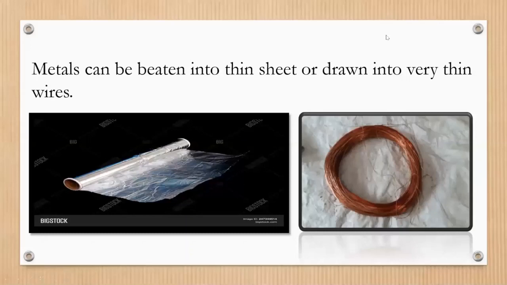Children, do you know when things like bricks, stones, wood, etc. are hammered, what happens? They break into pieces. Whereas metals, when they are hammered, are shaped into thin shapes. You can see here, aluminium foil, right? They can even be molded into very thin wire. You can see here, a copper coil. So what do we learn about metals then? Metals can be beaten into thin shapes or drawn into very thin wire.